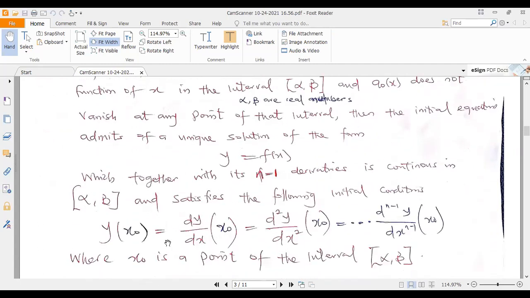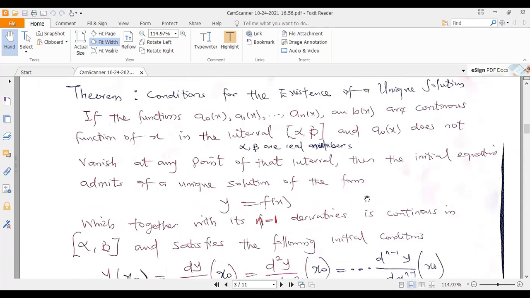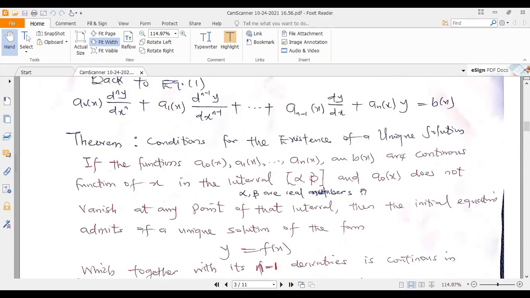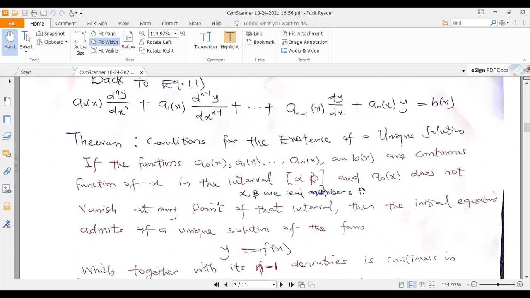But one thing is this: y is the solution, right? If you put x0 in the solution, if you differentiate the solution and put x0 in it again, if you differentiate the solution twice and put x0, then it must give us the same statement, where x0 is a point of the interval alpha, beta. If you look at your lecture notes, this theorem is in module 4, unit 1. That's the existence of solution of nth order general differential equation.